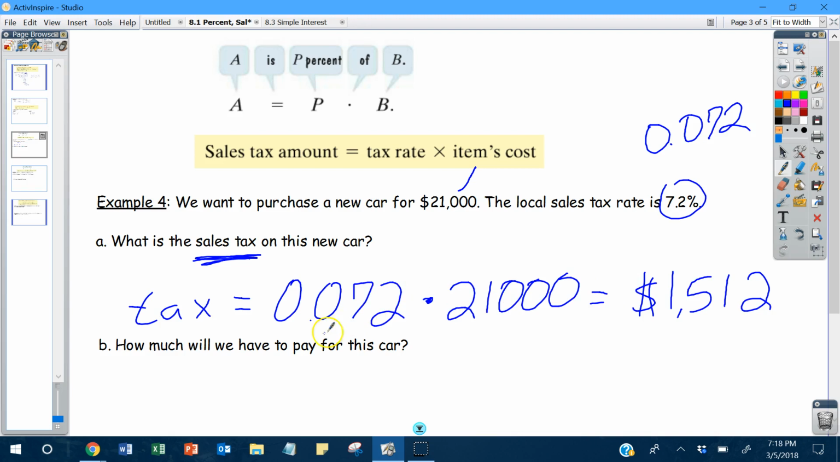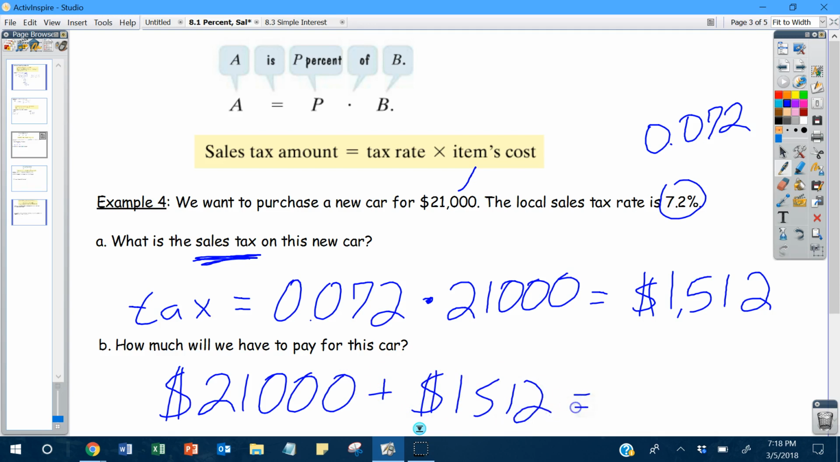And so probably a more interesting question is, how much are we actually going to have to pay for this car? So if we consider we're going to pay this original price, this $21,000, plus the tax, which is $1,512, then this ends up being $22,512. So this problem turned out to be 2 steps because calculating the sales tax amount was only one part of the problem. Getting the entire price of the car was the whole problem. We would just add that tax amount to the original price.